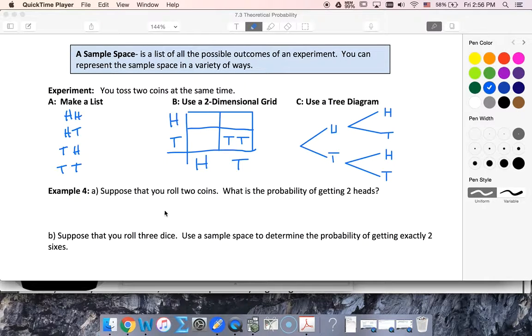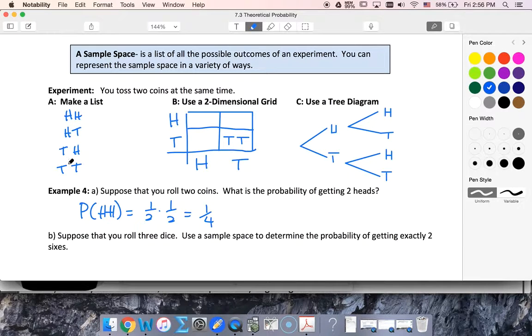Roll 2 coins, flip 2 coins, probability of getting 2 heads. Well, that's this event happening. I'm going to take my probabilities and multiply them. So probability of heads is 1/2 times 1/2, which is 1/4.